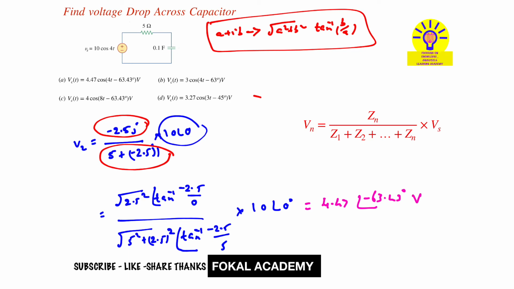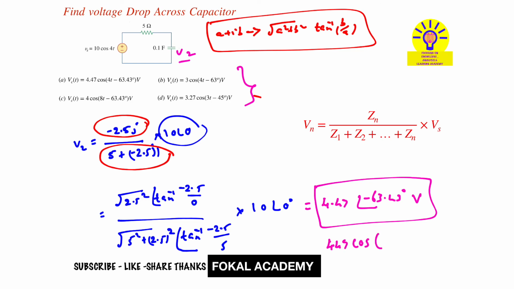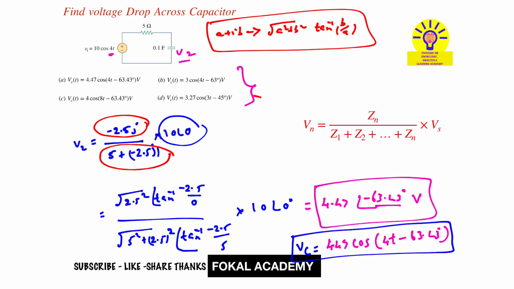It is the V2 voltage across the capacitor in phasor form, but convert it into the time domain, because in the options the time domain form is given. So that is nothing but amplitude 4.47 cos of omega t, omega is 4, so 4t, and phase angle is minus 63.43 degrees. This is the voltage drop across the capacitor and this is the required voltage. So from the options, that option is the correct option, and this is the process of simplification.